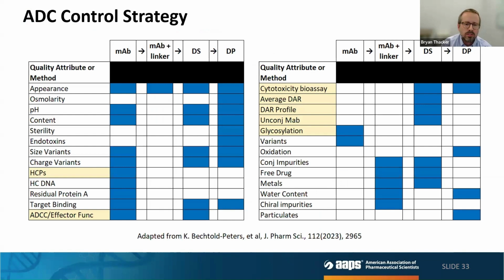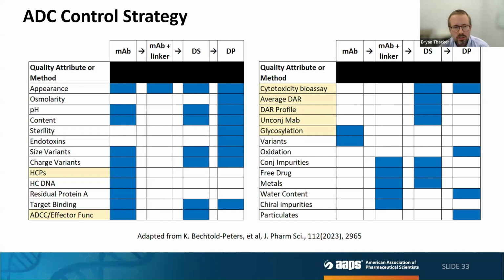This is a complex table, but I'm not going to go through all the details, just point out the various different attributes that can be monitored or should be considered for monitoring in a control strategy for an ADC. Some of these attributes would be monitored for any large molecule drug that's in production. But then there are some structural features that are specific for an ADC, such as the drug-antibody ratio, the conjugation position of the drug molecules, presence of unconjugated antibody, and glycosylation, to name a few.